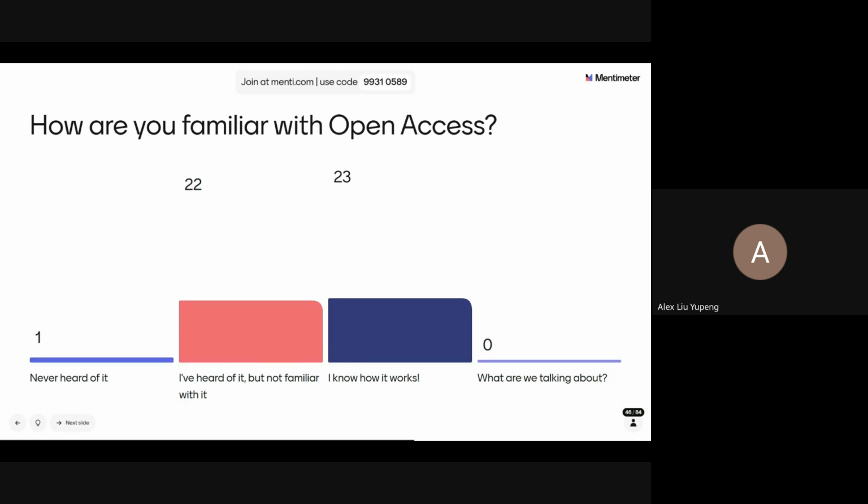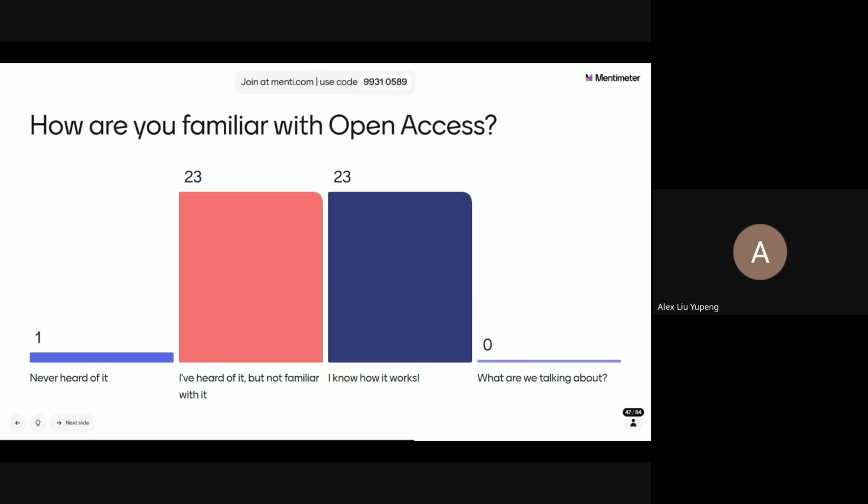All right, so about half of us has participated. That's good. You have heard of it. It's about half and half, and have heard of it but not familiar. Well, it's good to know that no one has chosen the last one. So at least the majority of us have heard of open access, but it's just how familiar we are with this concept. Okay, this is the most important question for today.